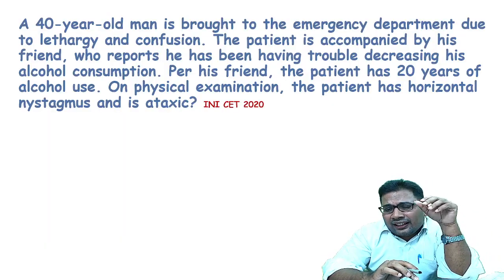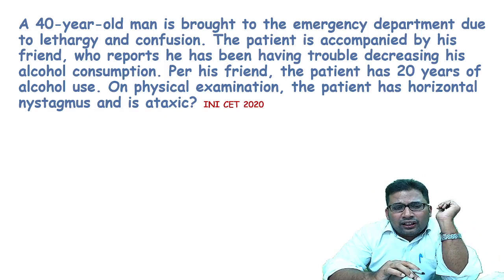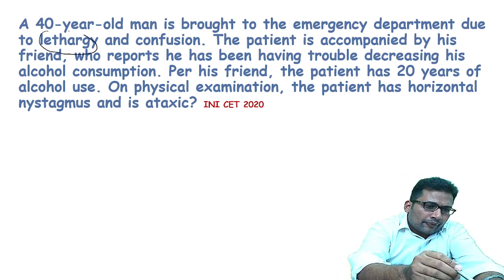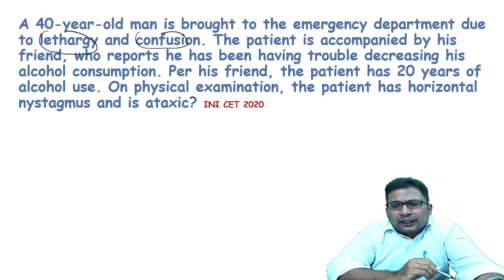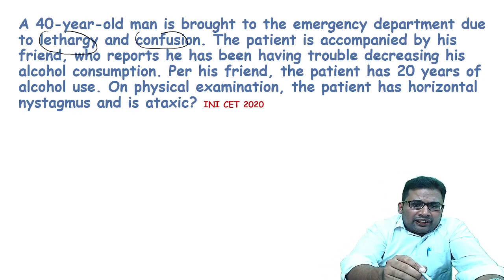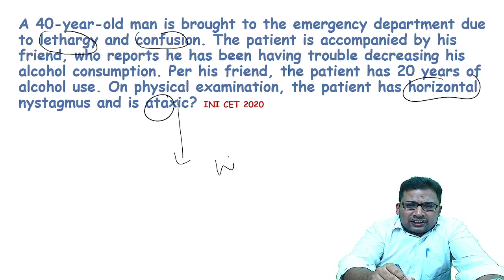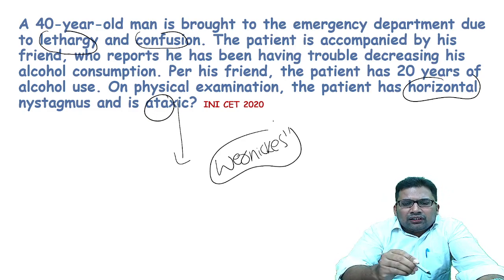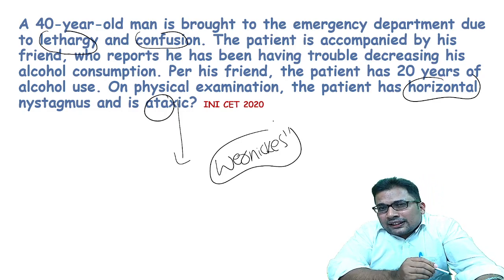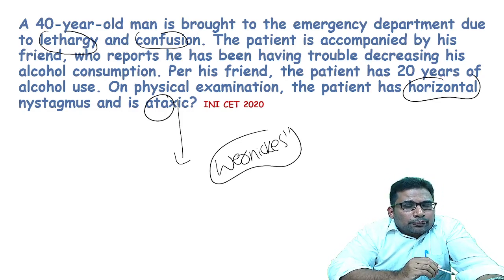So this was asked in INI-CET 2020. Look at this. A 40-year-old man presents with lethargy and confusion. The patient is accompanied by his friend, who reports that he is a well-known alcoholic. On physical examination, the patient has ataxia and horizontal nystagmus. Again, this was asked in INI-CET. This is going in favor of Wernicke encephalopathy. Wernicke, it was asked in 2020. The same concept was asked in the exam in NEET PG 2023.